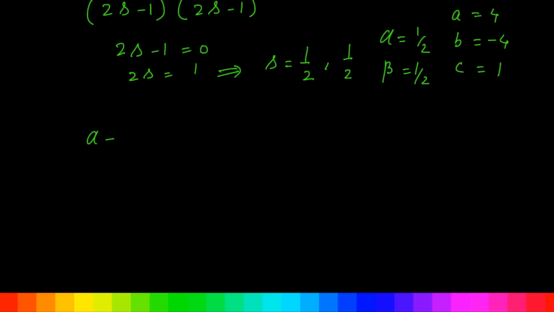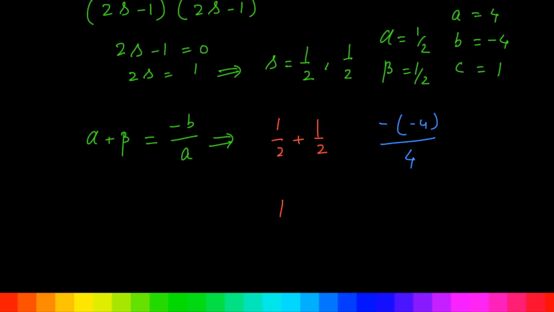Let us verify the relationship between coefficients and zeros of this expression. Sum of zeros, alpha plus beta, is equal to minus b over a. Putting the values, alpha is 1 by 2 and beta is also 1 by 2, minus b is minus 4 divided by the value of a, that is 4. On simplification, we get half plus half is equal to 1. Here minus multiplied by minus is plus 4 over 4, resulting in 1. Hence the relationship of sum of zeros is verified.